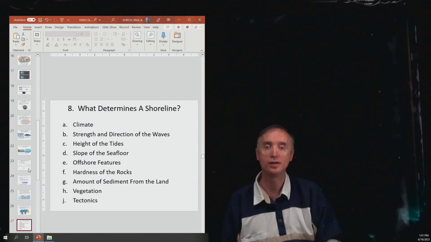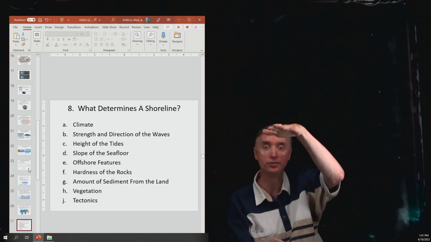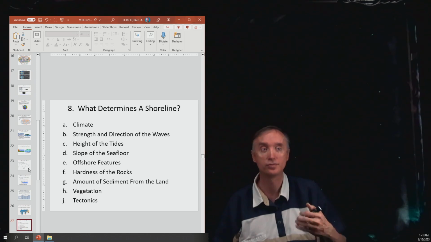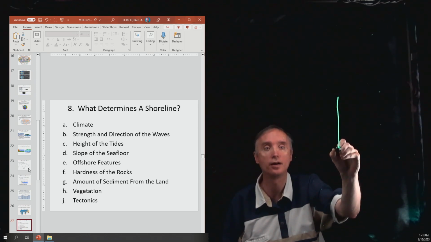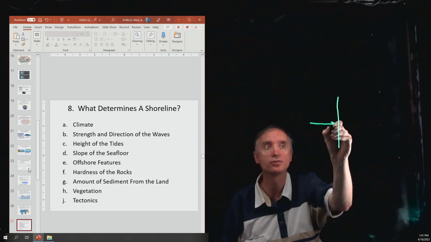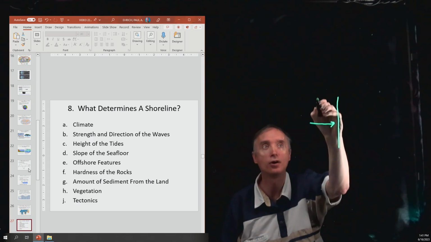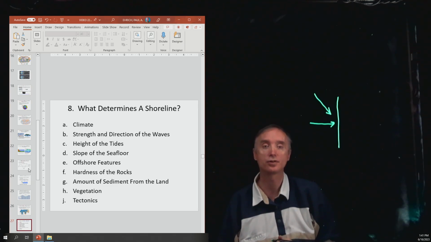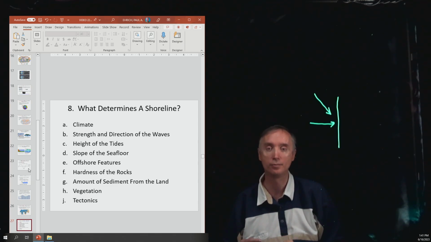Another thing is going to be the strength and the direction of the waves. If you have waves that have a lot of strength, a lot of amplitude, then they're going to tend to cause a lot of erosion. It also depends on the direction of the waves. If this is the shoreline, are the waves hitting the shoreline like this, or are the waves coming in at an angle? That also can determine what kind of shoreline you end up with.